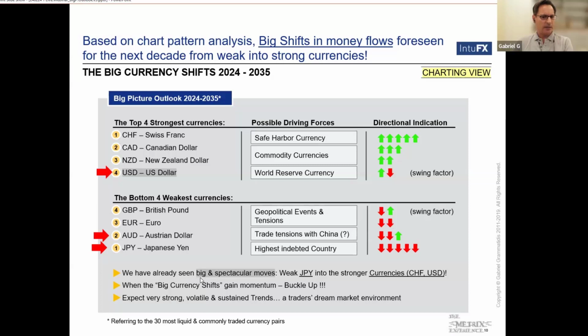So we're going to see, that's my outlook, big and spectacular moves, as we have seen already here with the yen. And this is going to gain momentum. We're just here at the start, right? We've got the first 2 years started with these big currency shifts. And well, big trends, big moves, more volatility, sustained trends. Well, what is that? It's great for traders, right? It's basically a trader's dream becoming true.